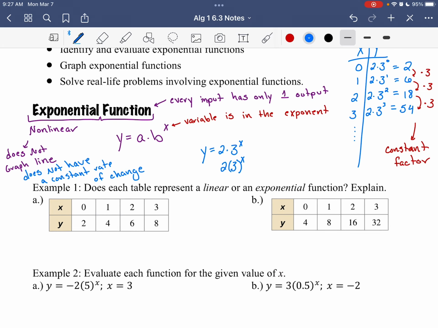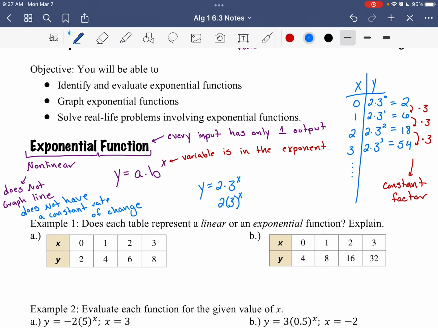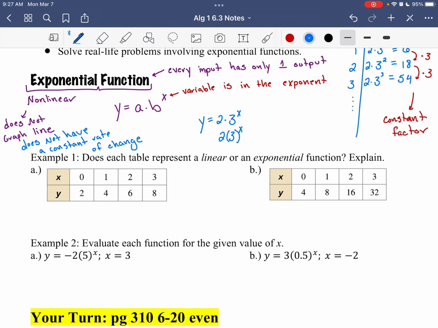Okay, so here for this example 1, on this first one, first we want to look to make sure x's go up by the same amount. 0 to 1, 1 to 2, 2 to 3. Yep. So these all go up by 1 each time. And then now we look from here. Do they go up by the same amount or do they go up by the same factor? 2, 4, 6, 8. Looks like it goes up by 2. So since we add 2 each time, that tells me that it is linear because of that constant rate of change.